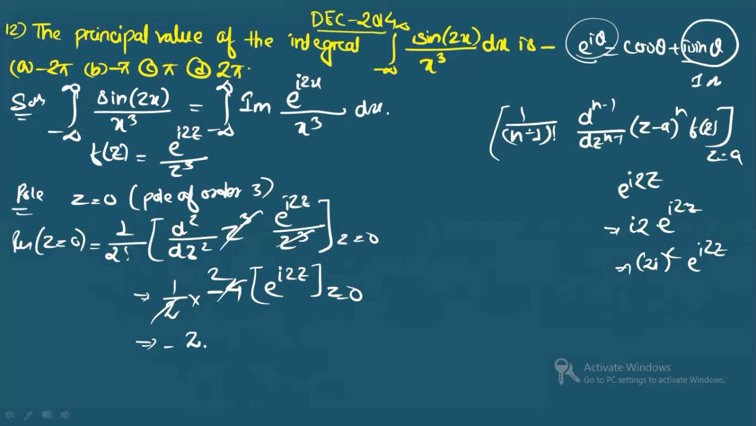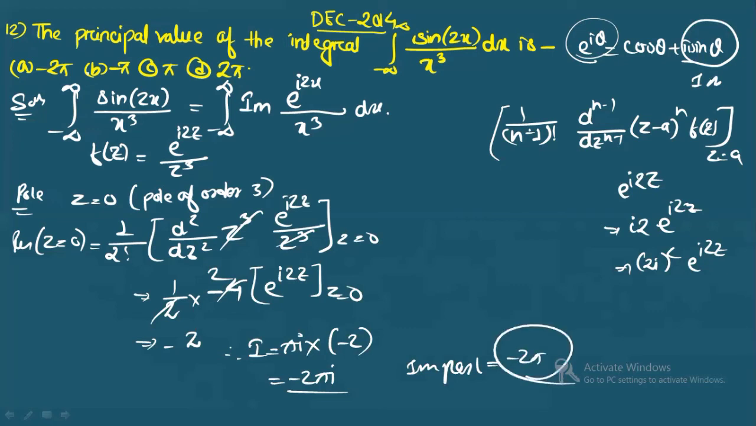Now you see z equals 0 is lying on the real axis. So the integral I equals pi i times minus 2, so this is minus 2 pi i. Now the imaginary part, because it was there, of minus 2 pi i is minus 2 pi. So your answer is option A. All right.